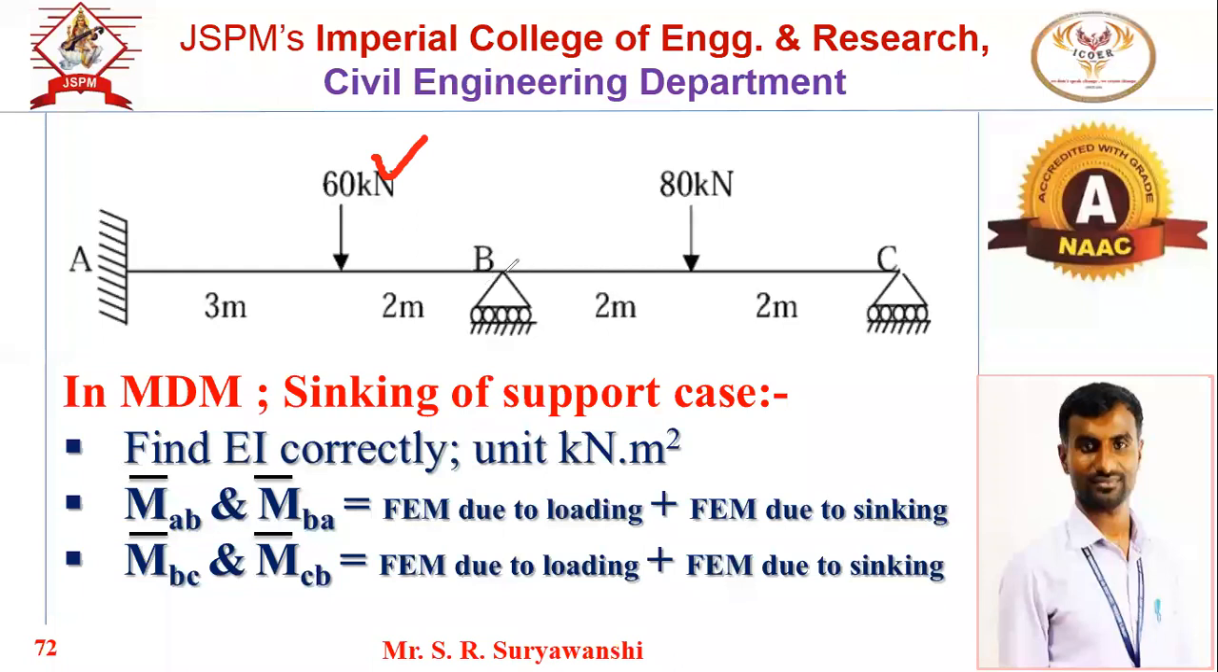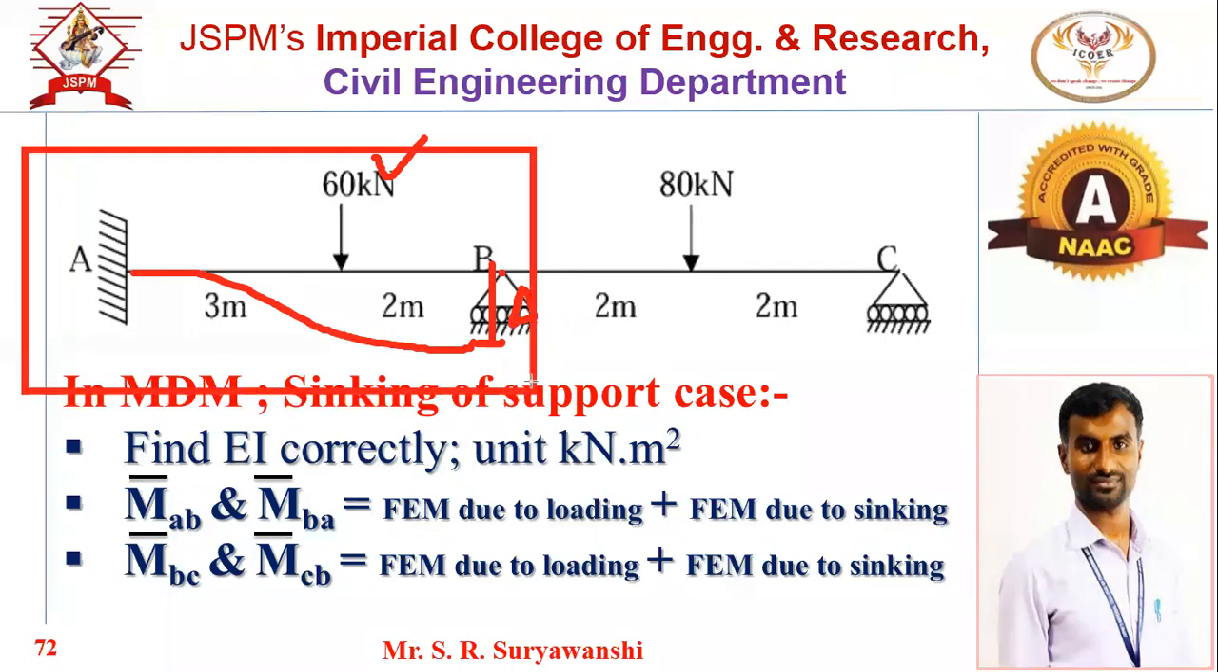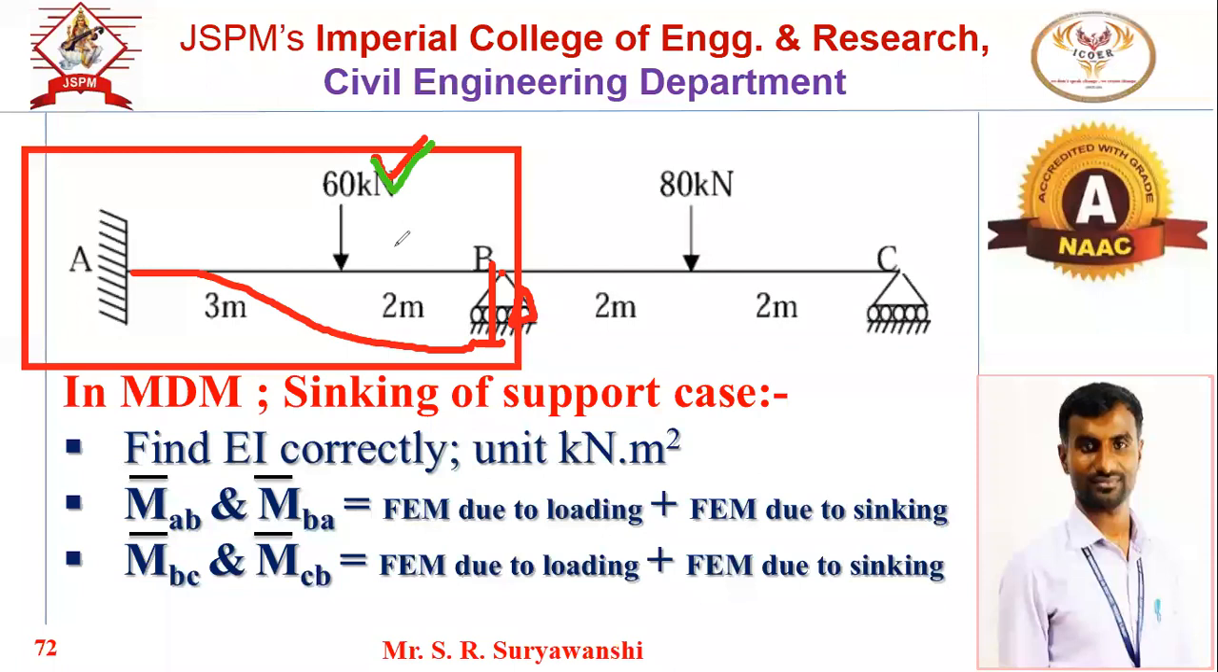Now if I consider AB member and support B, it is having the settlement, so that settlement it will be like this. This support B is having the settlement of delta. Now if you consider only this AB member, there are two parameters. First, external loading of 60 kilonewton is acting on that member. In the second case, the right end is having the settlement.